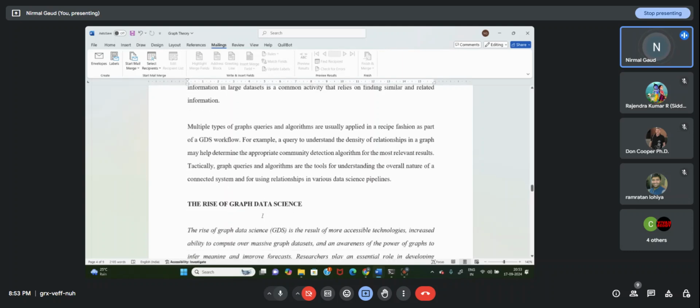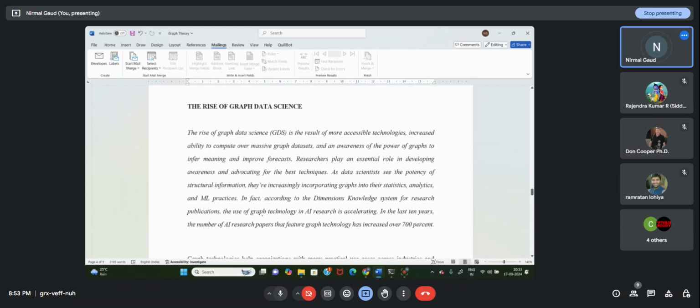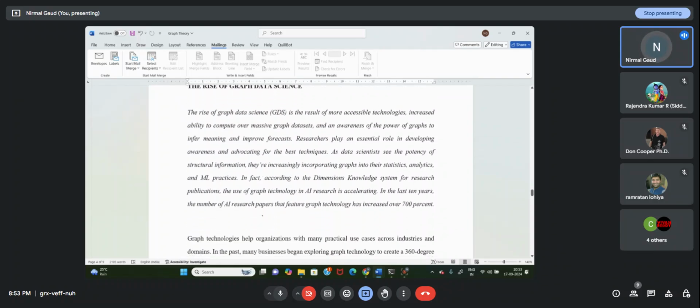Fine. So there are multiple applications of graph theory, including the algorithms. And we have been using it for a long time. Fine. So the rise of graphs in data science increases the ability to compute more data, huge data sets, and it brings an awareness of the power of the graph to infer meaning and improve the forecast.